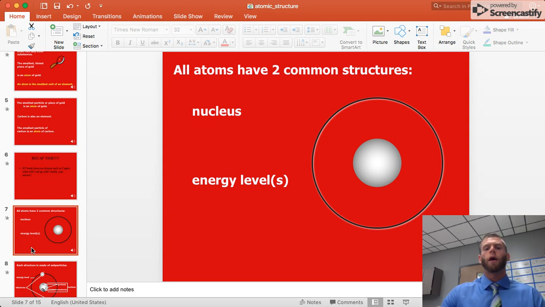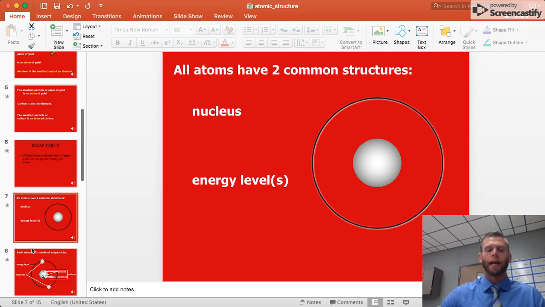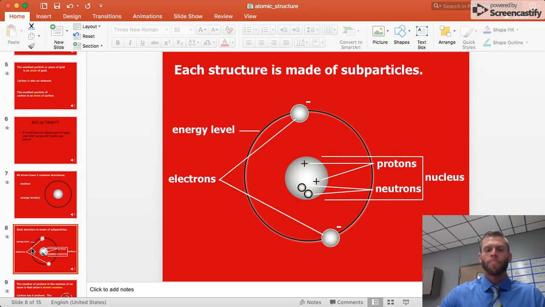All right, so all atoms have two common structures. This is the way that atoms look. You have a nucleus, which is on the inside, that gray part there. And then you have what are called energy levels, which is that circle on the outside. Inside the nucleus and on the energy levels, you have things called subatomic particles. Sub means smaller than, so smaller than the atom; they make up the atom.